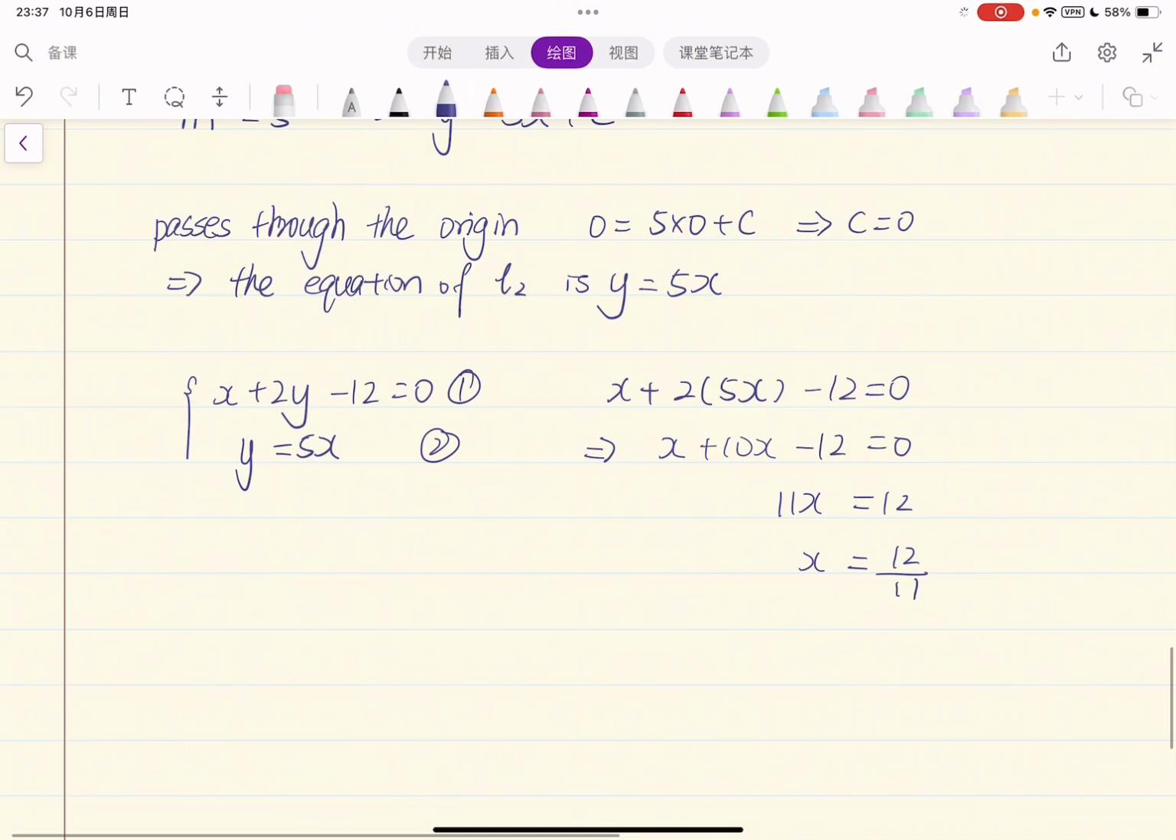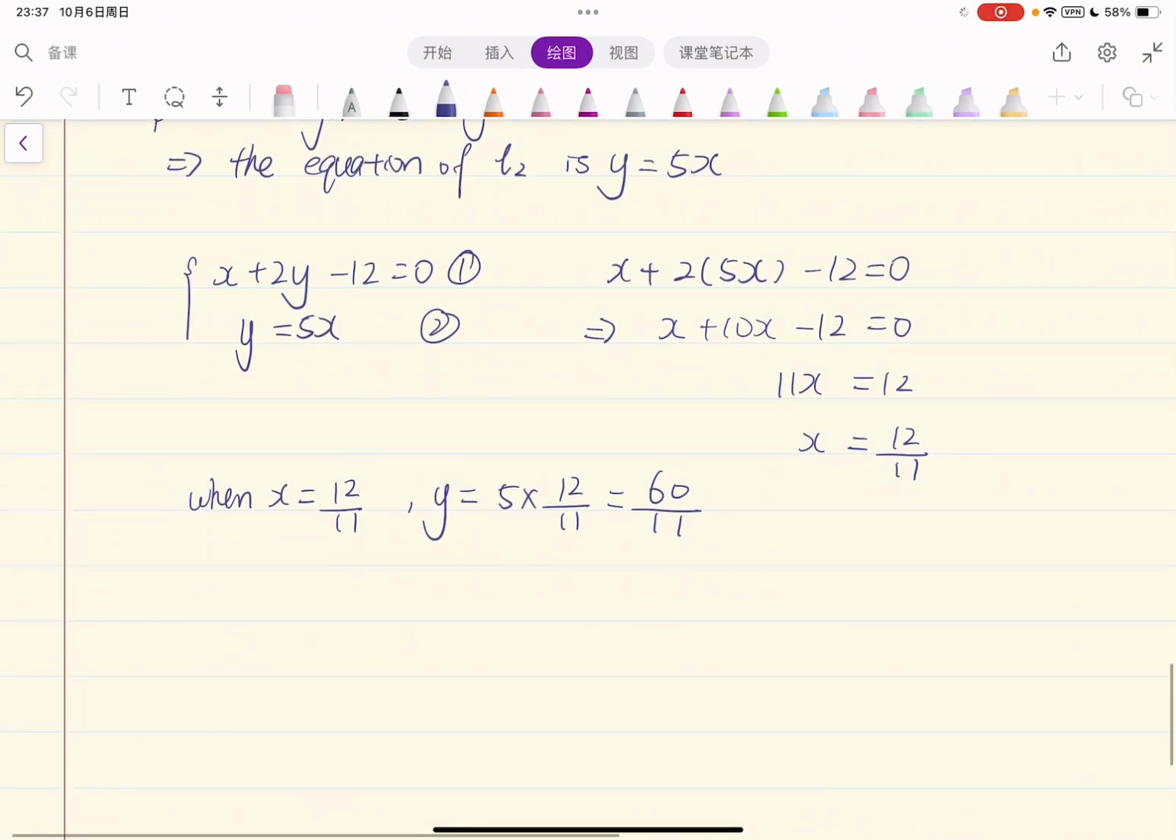Correspondingly, we can find the y coordinate. When x = 12/11, y = 5 times 12/11, which equals 60/11. So we have point B, that is (12/11, 60/11).